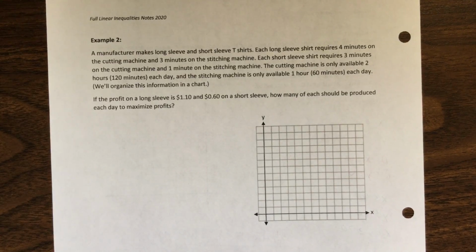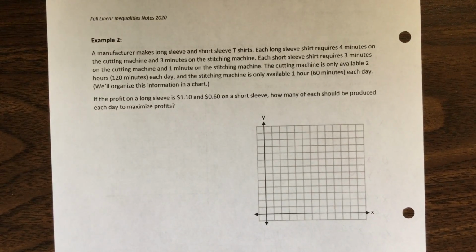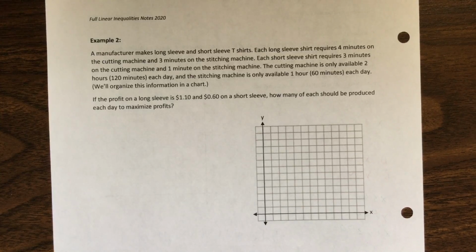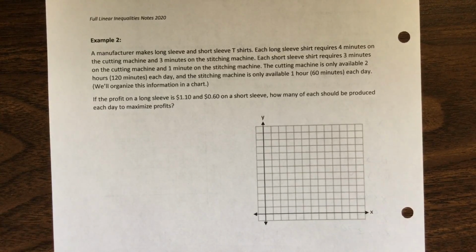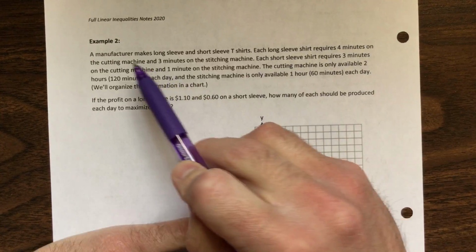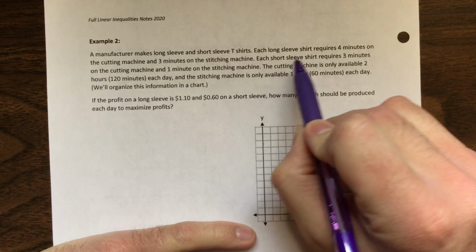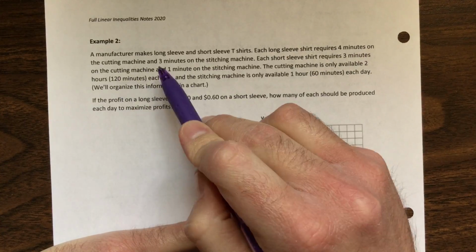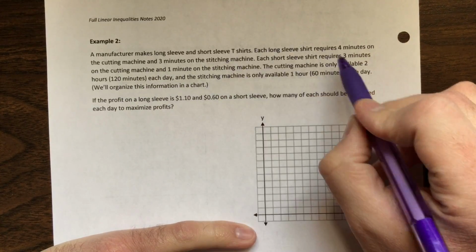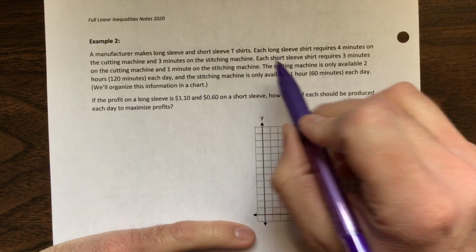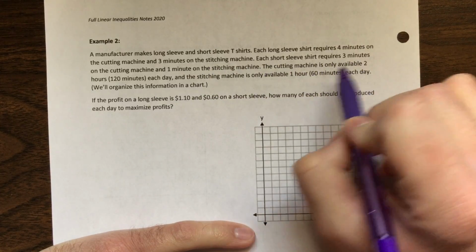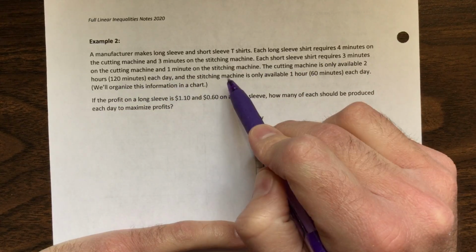We're going to take a look at an example that is a little bit more detailed and has a little bit extra work to it, but we'll take a look at another example and how that works. So we say that a manufacturer makes long sleeve and short sleeve t-shirts, and each long sleeve shirt requires 4 minutes on the cutting machine and 3 minutes on the stitching machine. Okay, so 4 minutes to cut and 3 minutes to stitch. Every short sleeve shirt only requires 3 minutes on the cutting machine and 1 minute on the stitching machine.